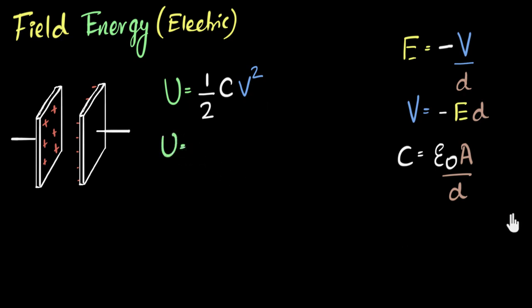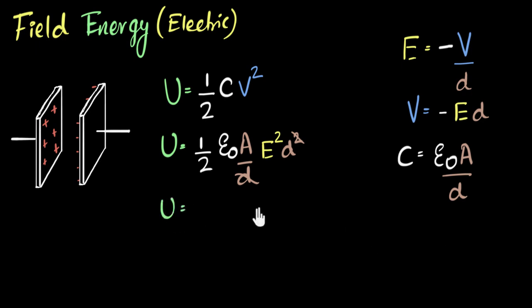What I'll end up with is half C, which is epsilon naught into A divided by D, multiplied by V, which is the potential difference, which I can write as negative E times D. When I square that, the negative sign goes. That's great. So I'll end up with E squared D squared because I'm squaring it. All right. So we can simplify. The D goes away. And so what I get now is U, that is the energy stored in the capacitor, equals half epsilon naught. Let me write the E squared first. I got what I wanted.